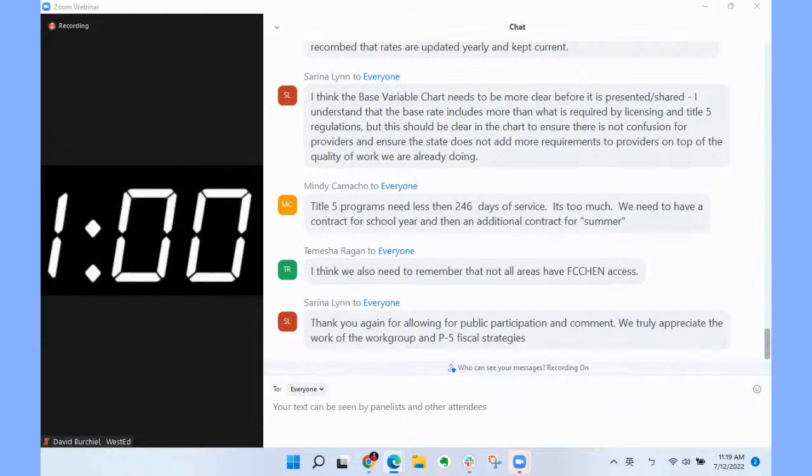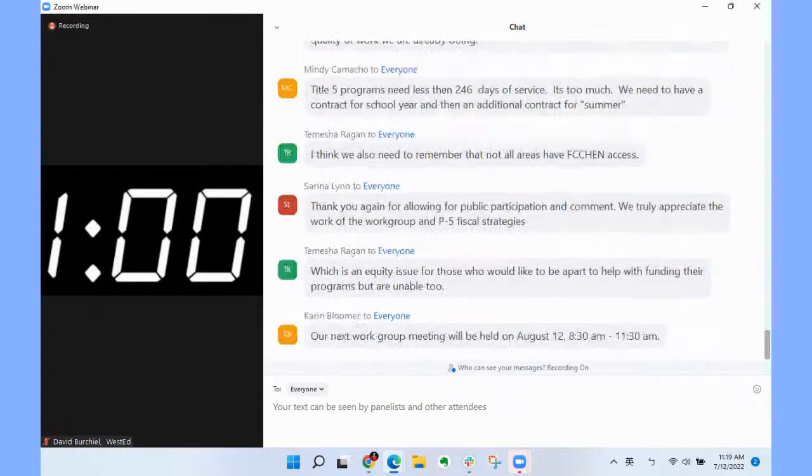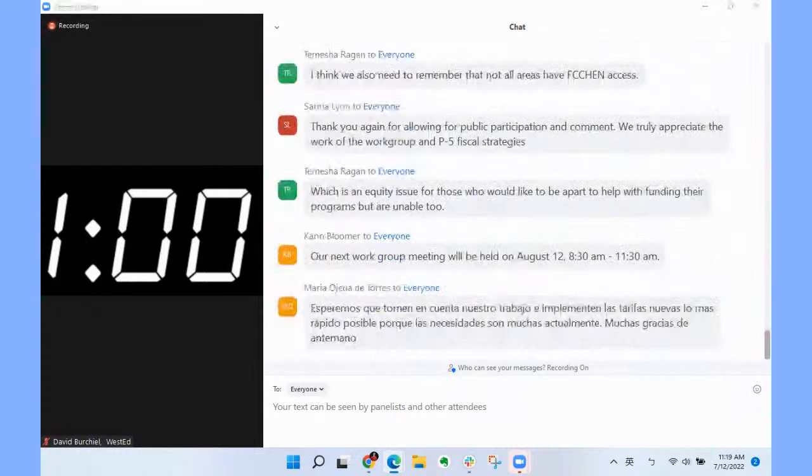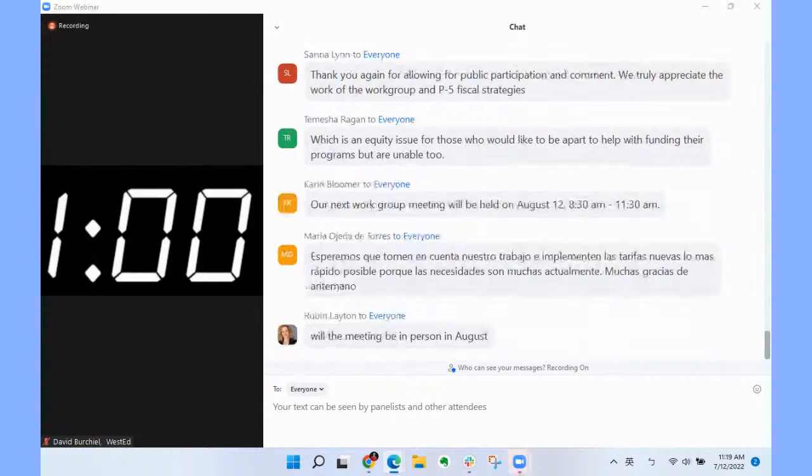Looking to see any other virtual raised hands? Okay, well, I will note that our next work group meeting is August 12th. I've just put it in the chat, from 8:30 to 11:30. So we look forward to seeing as many of you there as possible. Once again, just really appreciate the investment of time and heart and minds from this work group. And I want to turn things over to Carla to wrap things up. Thank you, Carla.